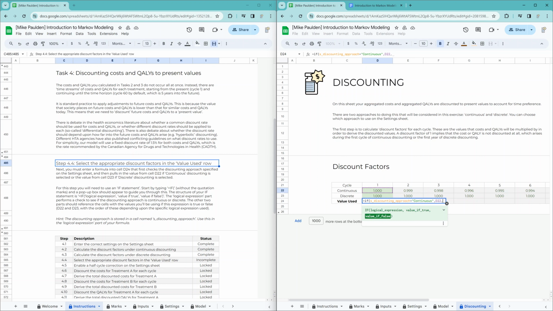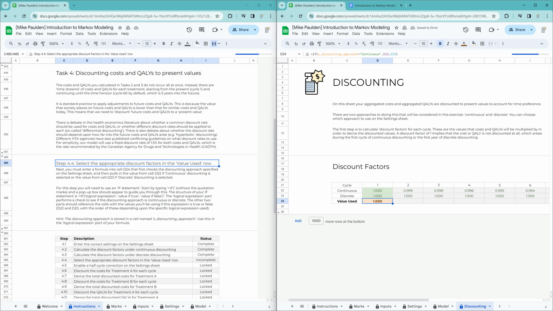And then I'm going to do another comma. If it's false, then I want the other one, D23. And then because I opened a bracket for the if statement, I need to close that bracket. So there's our first if statement. If the discounting approach is continuous, then give us row 22, otherwise give us row 23, and this will be copied across to all of the other cycles.